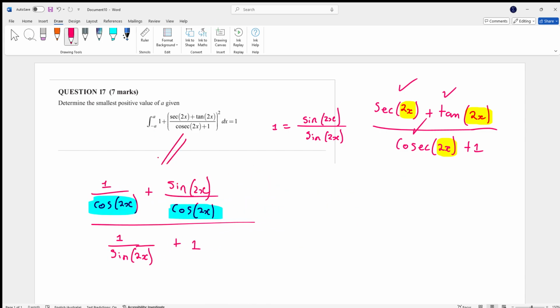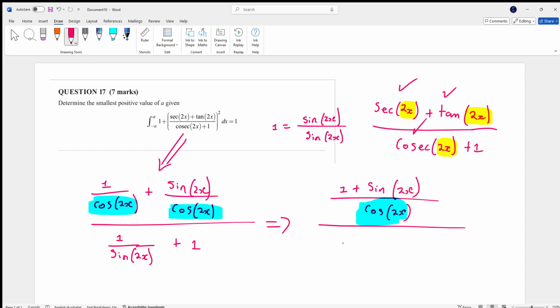This is all trig here, by the way, as well. So here, the top of the fraction will be 1 plus sine 2x all over cos 2x. And if you're wondering where I've gotten that from, that's the common denominator in the blue just there, okay? Divided by, in this case, 1 over sine 2x plus sine 2x over sine 2x. Now we're going to do the exact same thing we did on the top and merge those fractions together because you can see they have a common denominator of sine 2x.